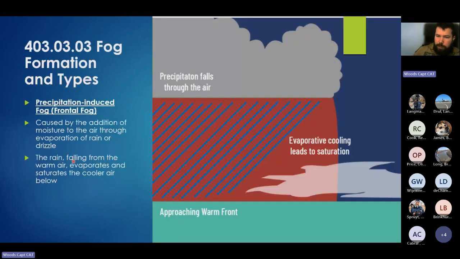Next, we have the precipitation-induced fog or frontal fog. So this is what happens usually with a warm front that we're going to talk about later on today. Essentially we have some clouds with some light precipitation and stable air. After the rain lands, it's going to start to gradually evaporate into the air, and adding all that moisture into the air can eventually cause it to become saturated and cause fog.